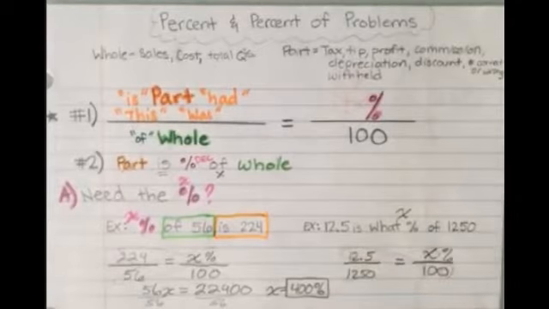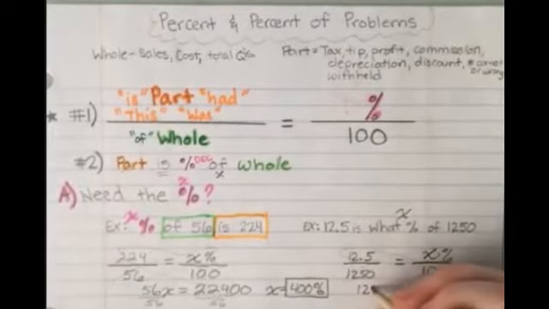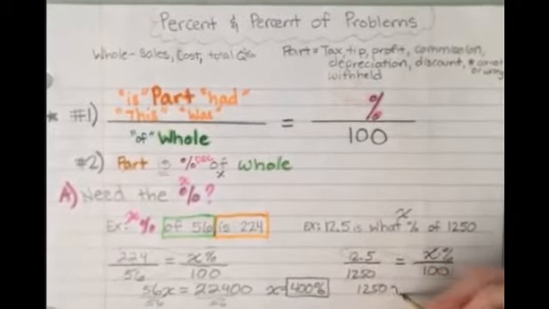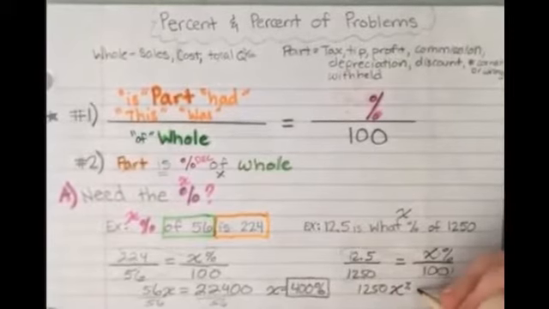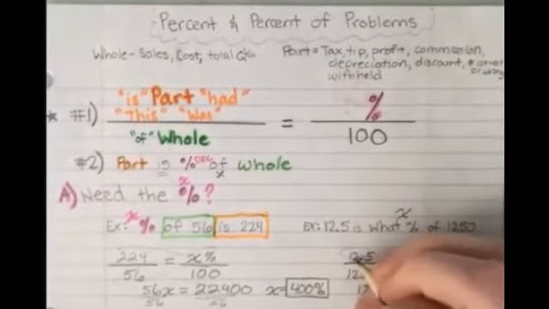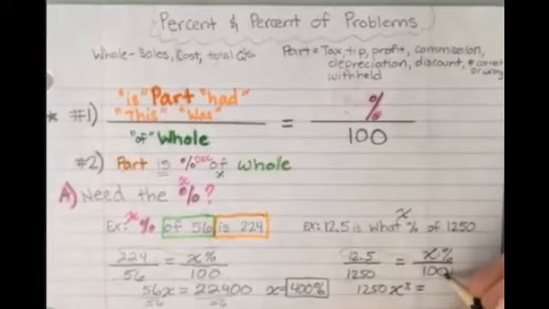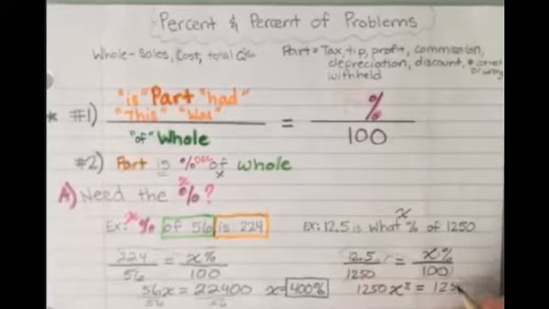When you do cross products, you get 1250x. Don't forget, we want the percent in our answer. So if you want, you can also do that. You remember that the answer is a percent, equals 12.5 times 100. Well, again, times 100 means move the decimal twice.